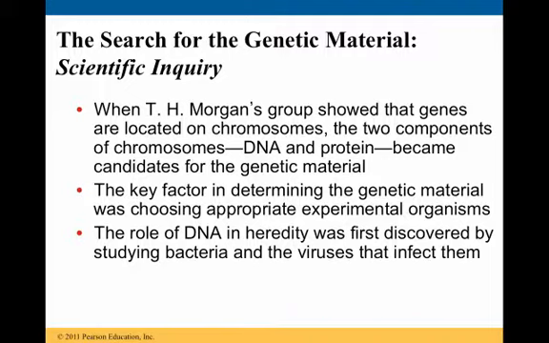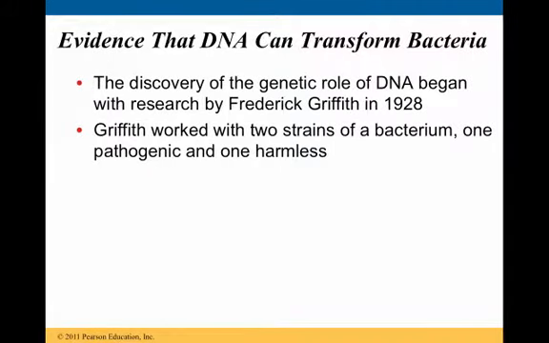So the role of DNA in heredity was first discovered by looking at bacteria and viruses that infect them. The discovery of the genetic role of DNA happened in 1928 with a scientist named Frederick Griffith. Griffith worked with two strains of bacterium. One was pathogenic, meaning it caused disease, and the other one was harmless. He looked at the results of infections from each of these bacteria after he manipulated them a little bit to figure out that DNA was the genetic material.